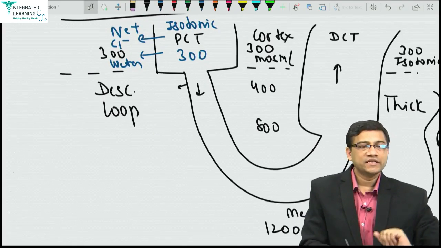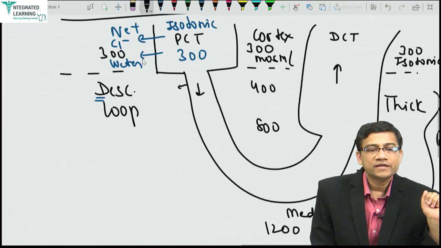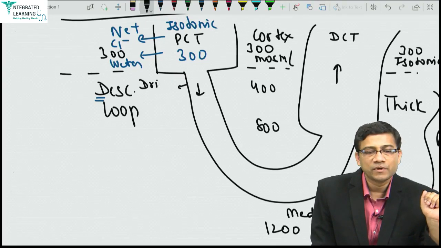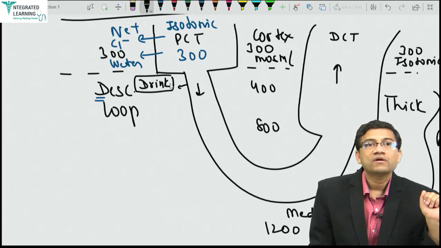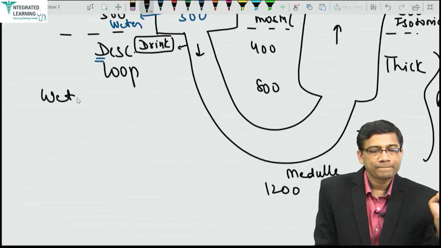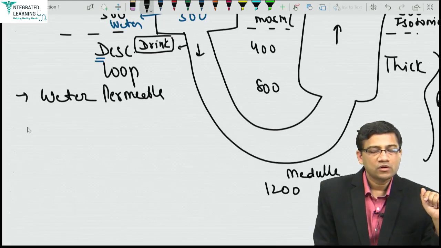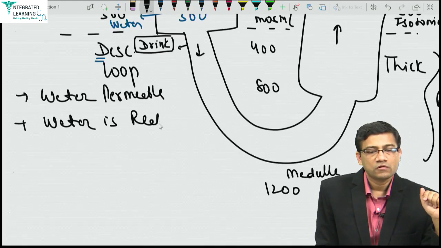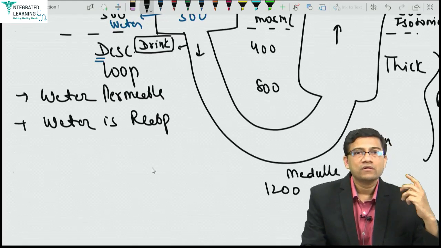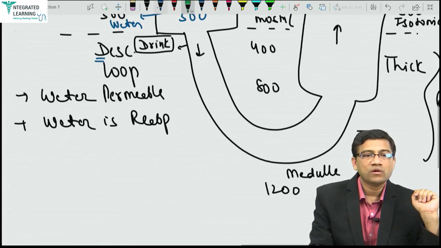First is the descending loop. Remember, descending drinks water. Remember the formula? Descending drinks water. Very simple logic. So it is what permeable? Water permeable. So descending is water permeable, so obviously water is reabsorbed. Water gets reabsorbed, and as water gets reabsorbed, the change is obvious.